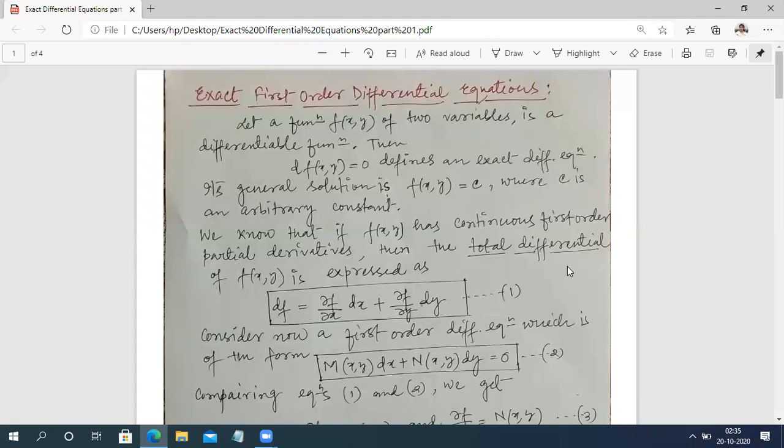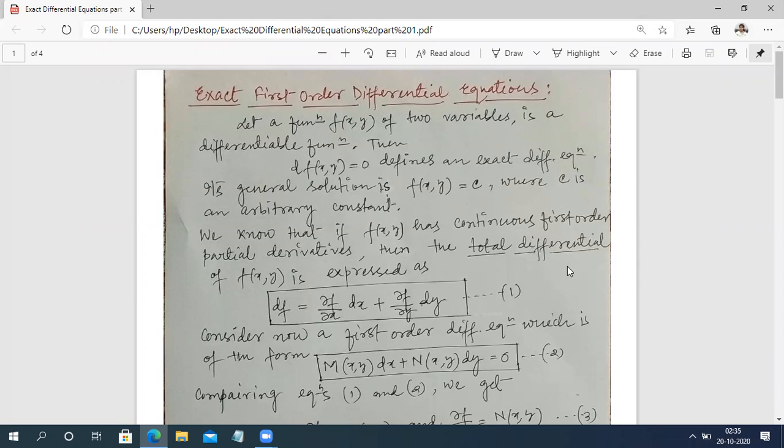Hello students. In my video series, I have already discussed the variable separable method, the homogeneous form of differential equation, and also the linear differential equation. Today I am going to discuss the exact first order differential equation.